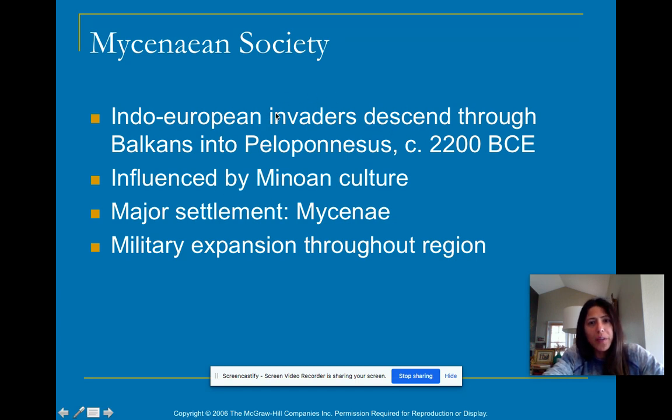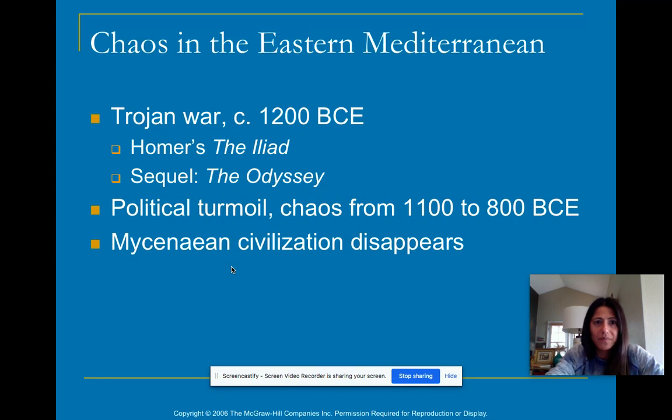So these Indo-European invaders that I mentioned descended through the Balkans into the Peloponnesus, which is the southern part of Greece. So make sure you know where the Peloponnesus is. As I said, they're influenced by Minoan culture. Their major settlement was Mycenae, and then they start to project their influence throughout the region using their military to expand and create settlements across the Mediterranean.